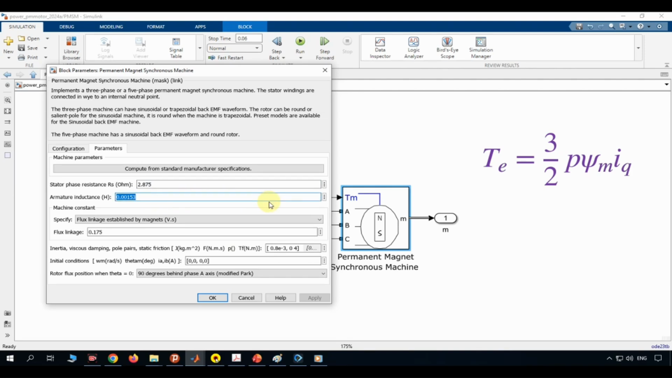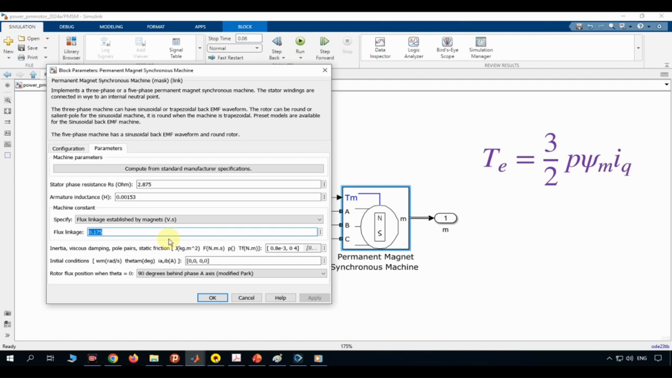Because this is a round rotor machine, the D-axis and Q-axis inductances are equal. There's no reluctance torque to exploit. The permanent magnet flux linkage is 0.175 Webers. That's a strong magnet, meaning the motor will produce a healthy back EMF as it spins.